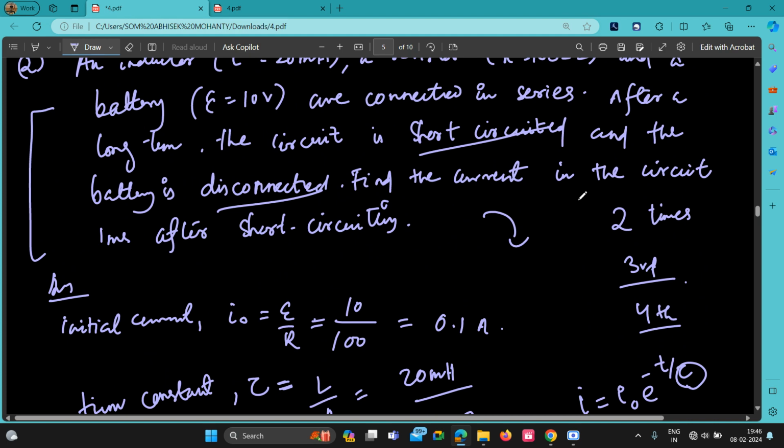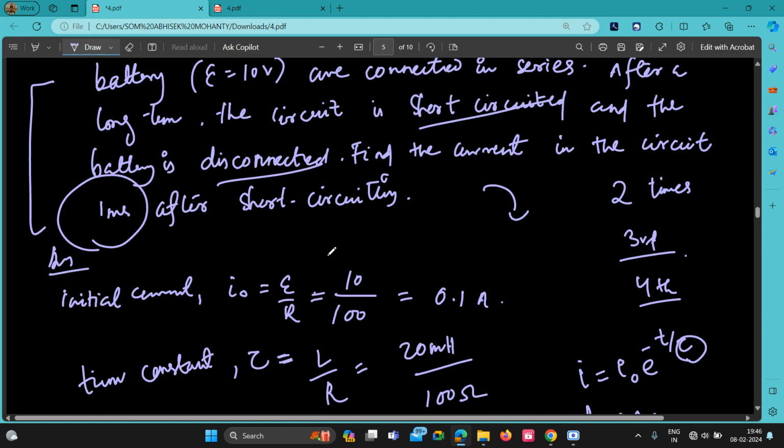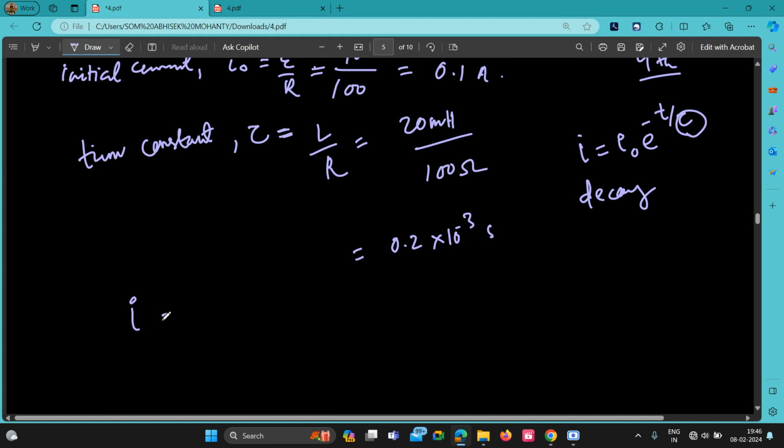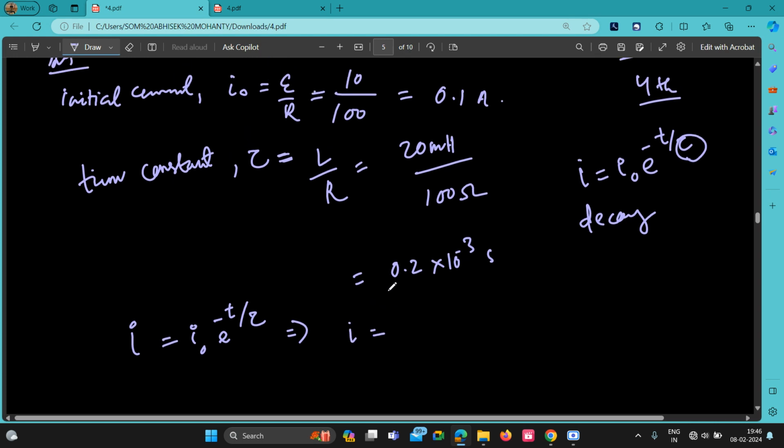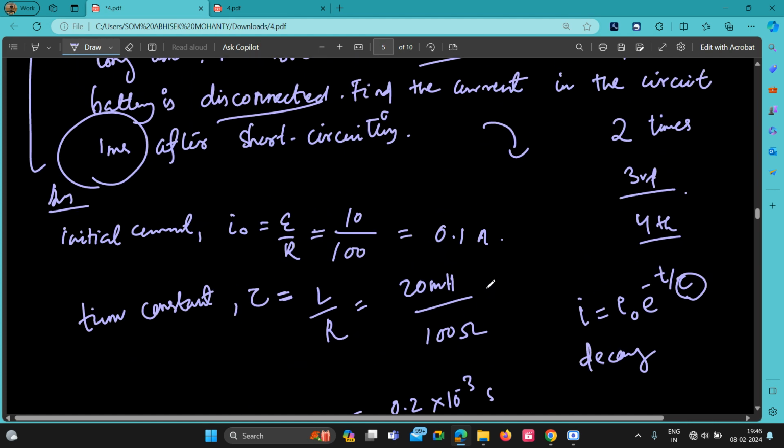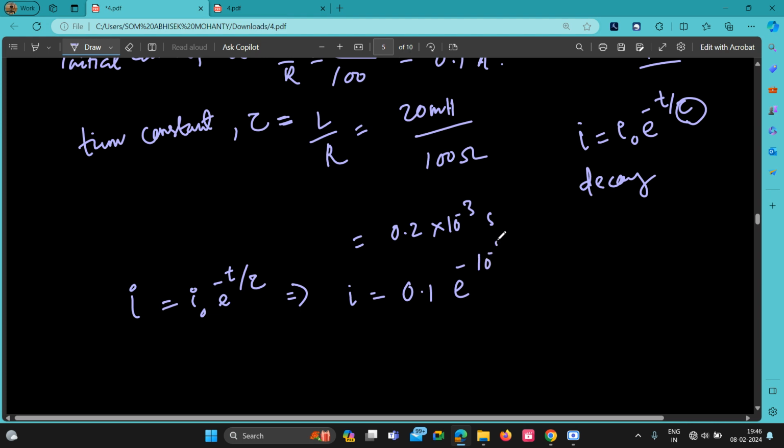What is the question? Find the current in the circuit 1 millisecond after short circuiting. So I is equal to I naught e to the power minus t by tau. I naught is 0.1, e to the power minus t, t is 1 millisecond, 10 to the minus 3, divided by tau, which is 0.2 into 10 to the minus 3. So 0.1 into e to the power minus, this will be 10 by 2.